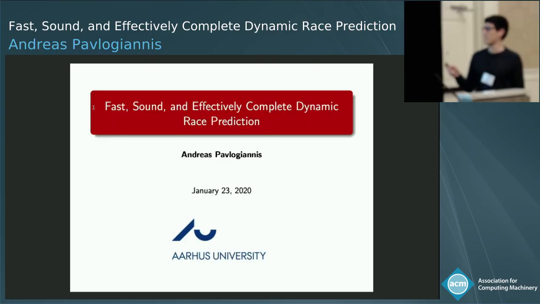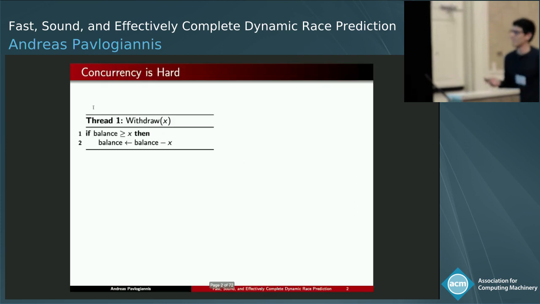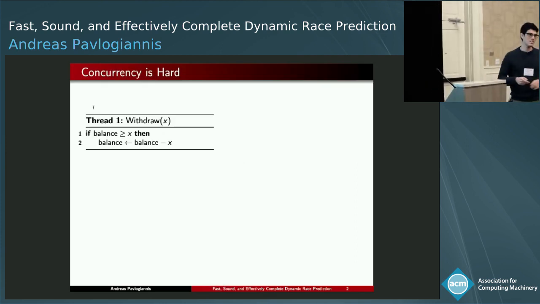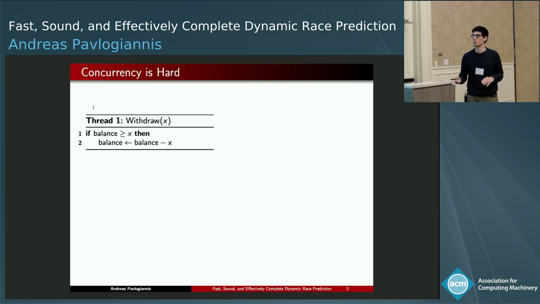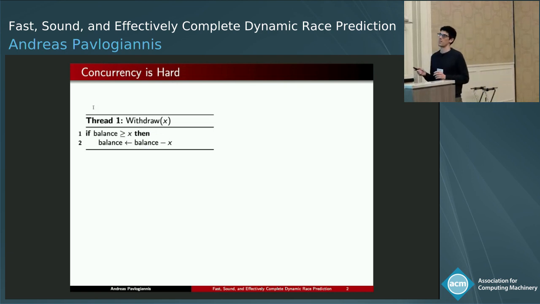OK, so let's start right off with an example. Let's say you're keeping track of the balance in your bank account, and you want to implement a function for withdrawing an amount X. More or less, this is the code you could write. First, you would check whether the balance is enough to support the withdrawal, and if so, you would update it with the remaining amount. Right?